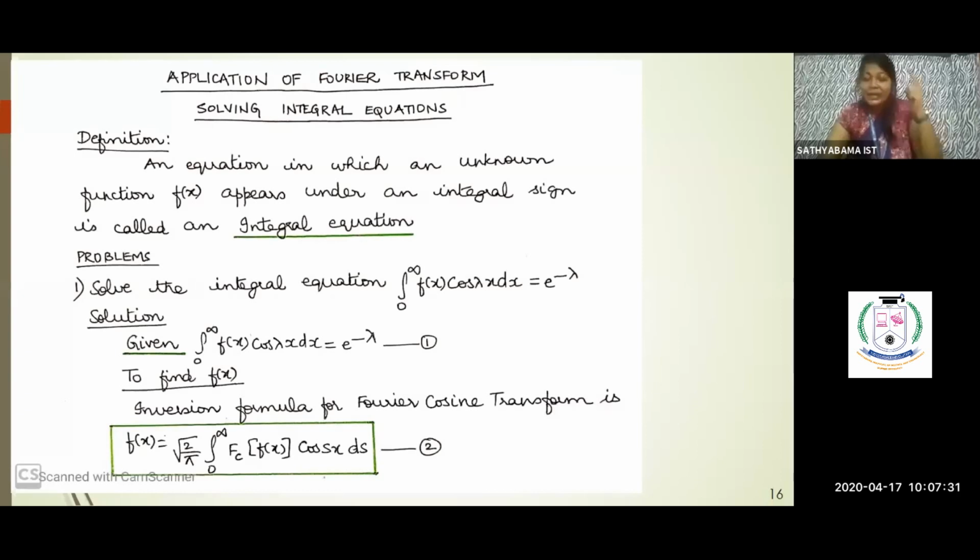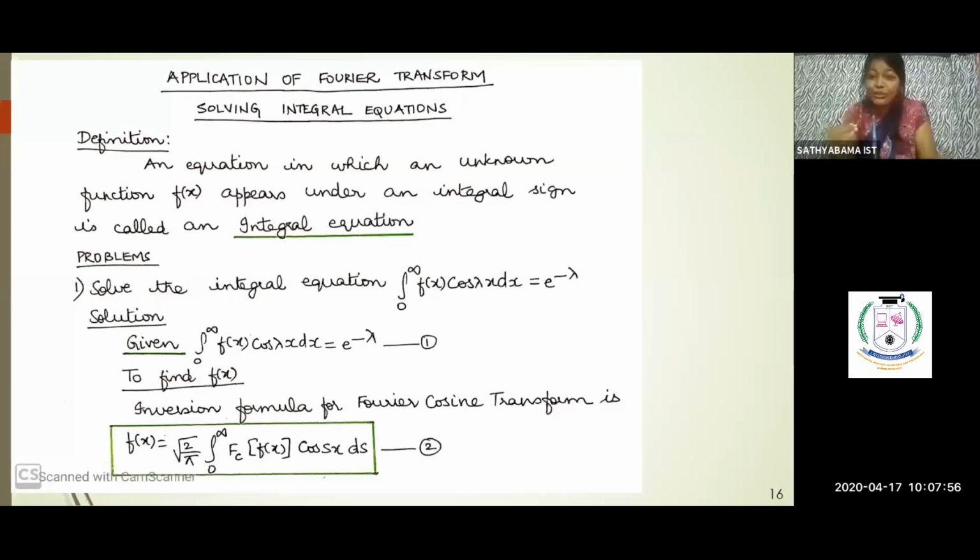Now, which equation gives me f of x? Does anything strike you? Can you tell me without looking at this slide? Which equation talks about f of x? Only the inversion formula, isn't it? I need to find f of x, and the only formula which gives me f of x is the inversion formula. So that is why I'm going to use the inversion formula to find my f of x.